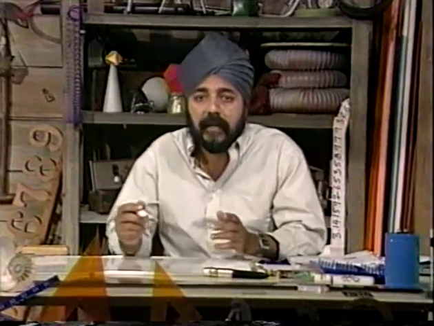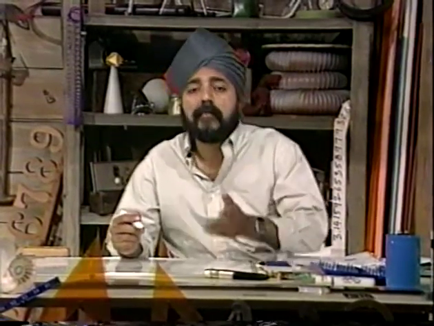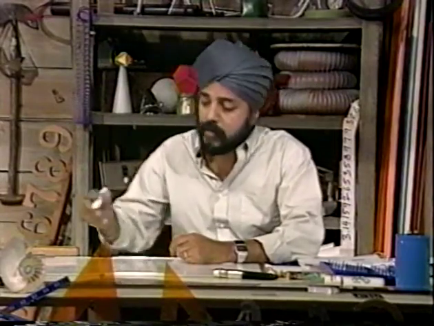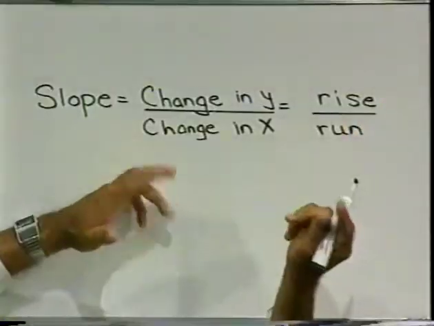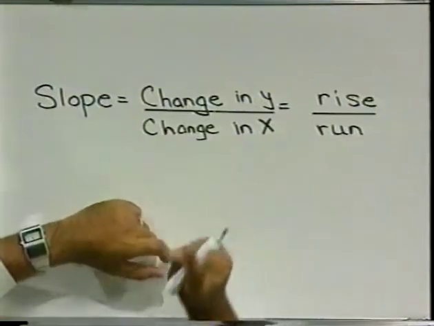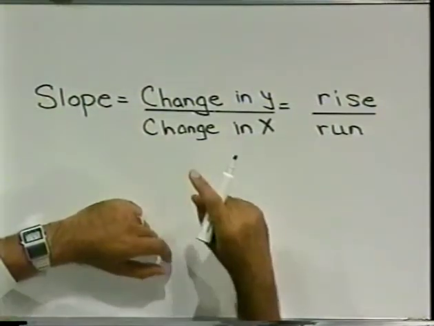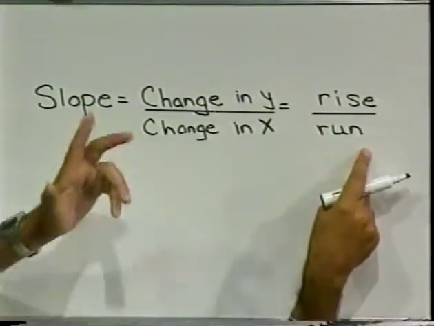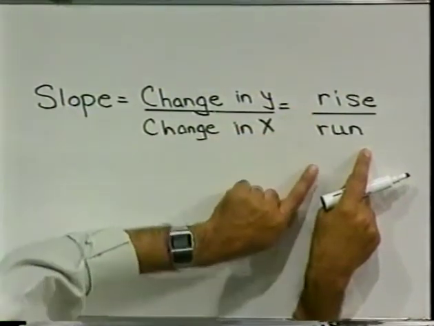In mathematics, the slope of a line is a value that can be calculated. It is defined as the distance traveled up or down for every unit traveled horizontally. The distance traveled up or down, in other words, along the y-axis, is called the rise, even when the slope is negative. The distance traveled along the x-axis is called the run. So the slope is equal to rise over run.